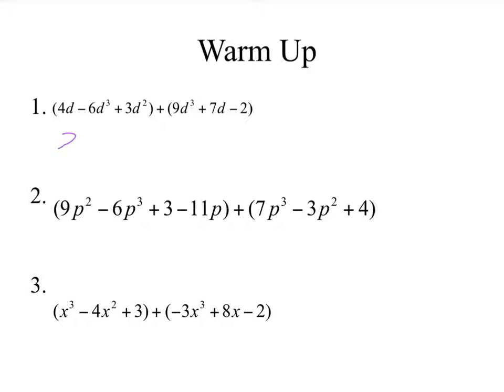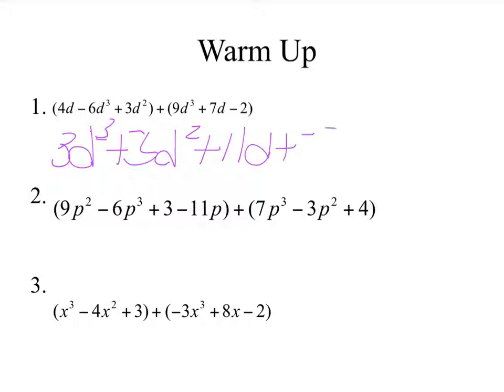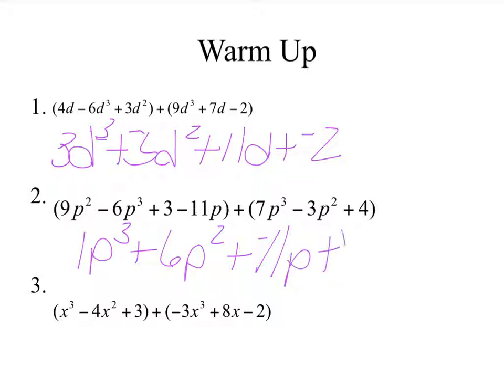So in the first problem, we get 3d cubed plus 3d squared plus 11d plus negative 2. For number 2, 1p cubed plus 6p squared plus negative 11p plus 7. And the last one, negative 2x cubed plus negative 4x squared plus 8x plus 1.